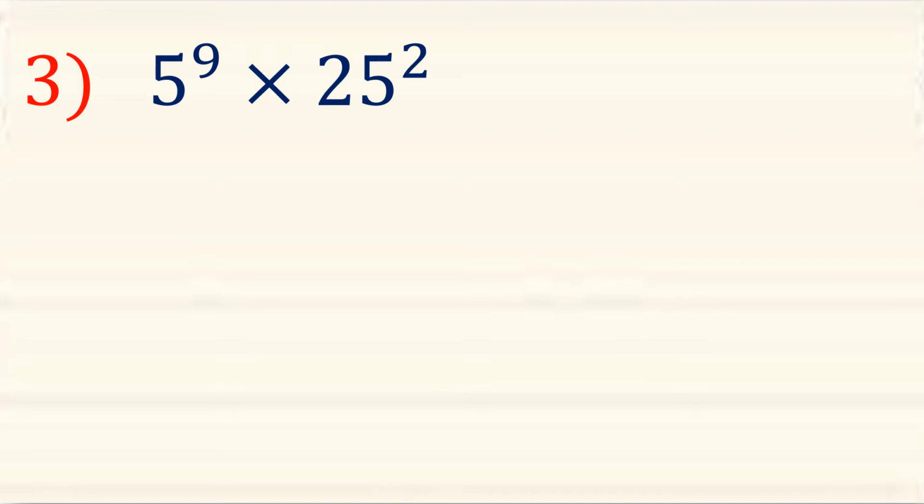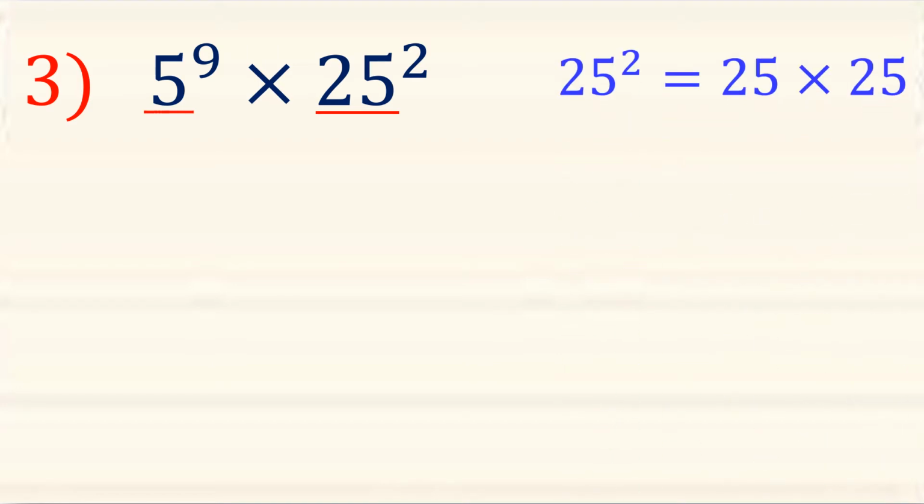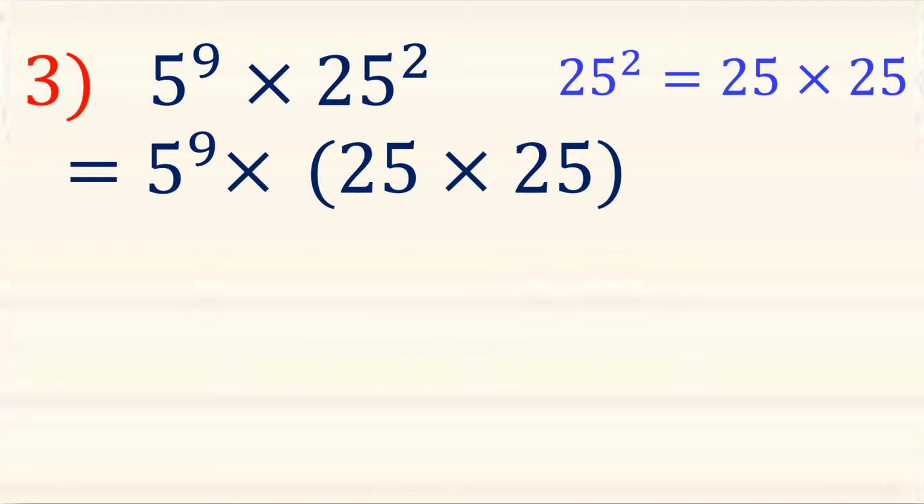Now let us have another one. How about if we have 5 to the ninth times 25 squared? In here, as you can see, they don't have the same base. So what can we do? Remember, 25 squared is equal to 25 times 25. So if we are going to rewrite this one, it will be equal to 25 times 25.